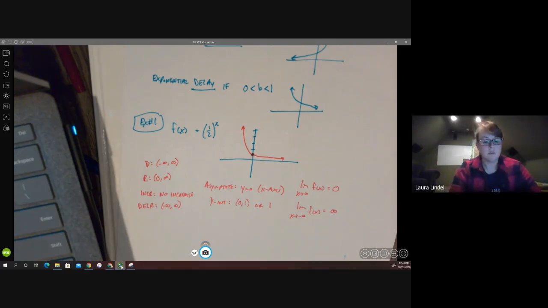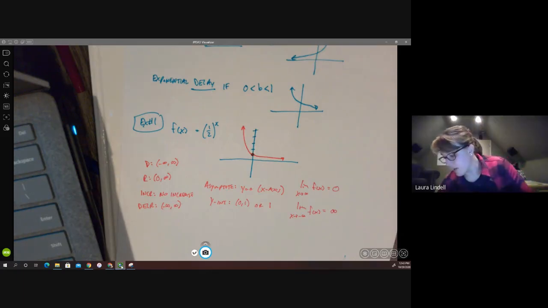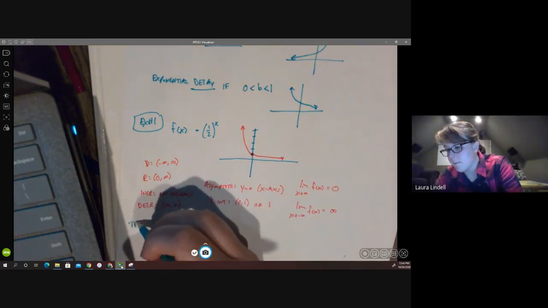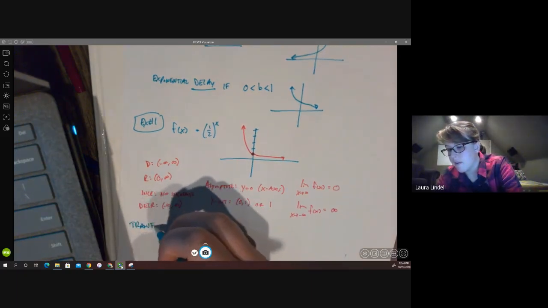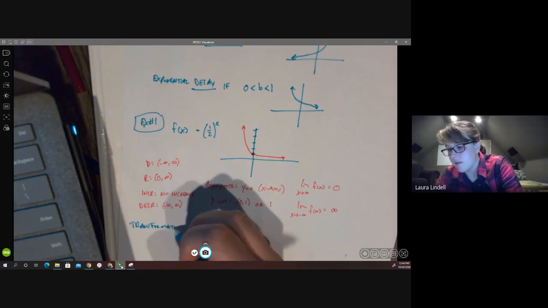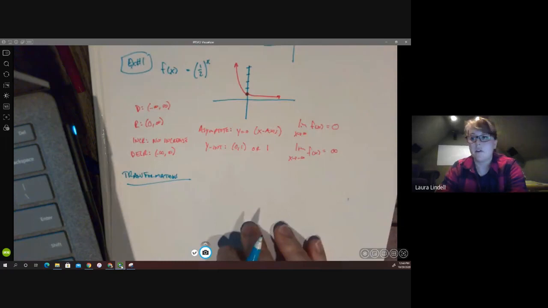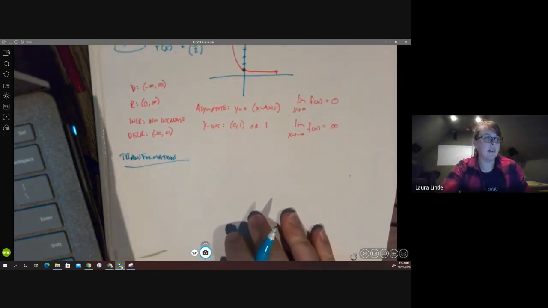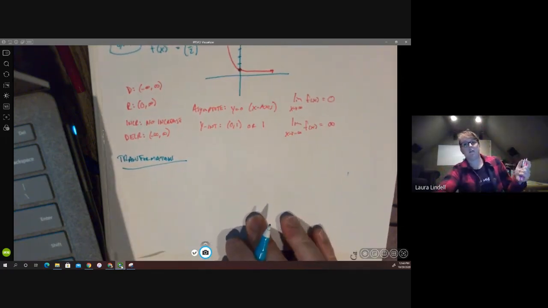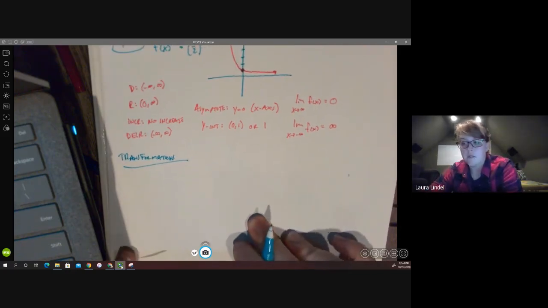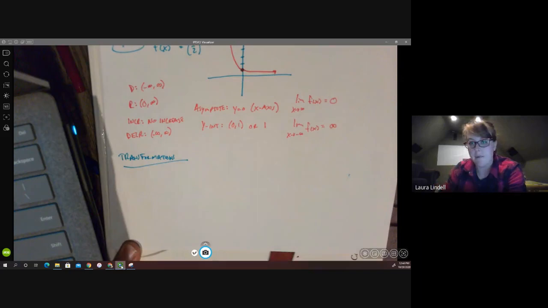Okay. So that's one sort of thing that we'll be asked to do, just analyze the function. The second thing we'll be asked is about transformations. So we'll be given a parent function and then a function that's become transformed. And we'll be asked what kind of transformation happened.